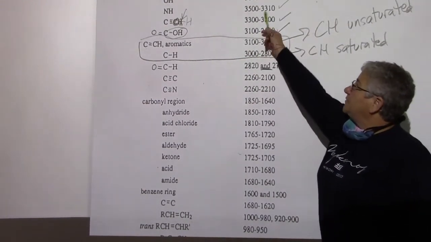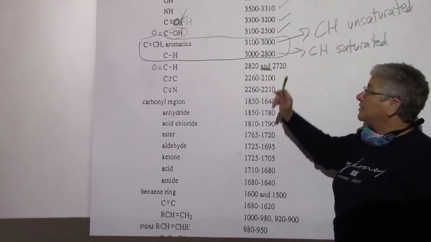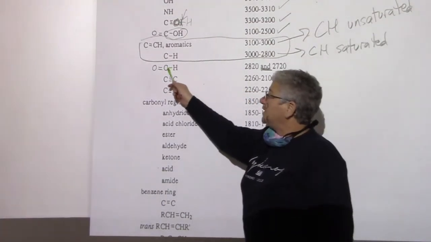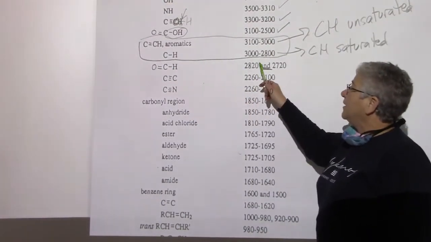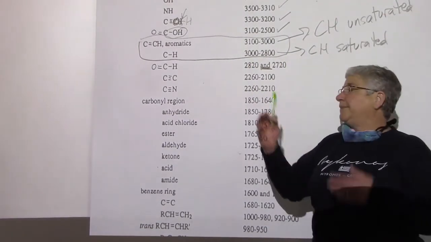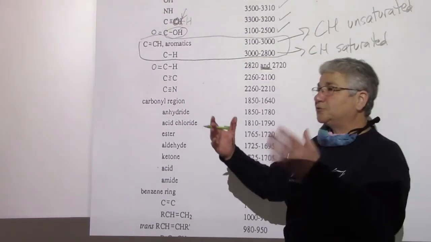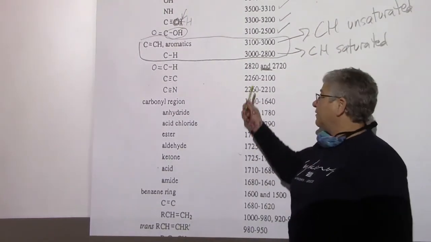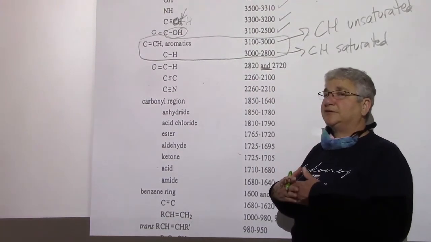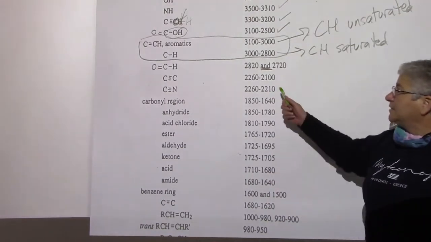Then in an aldehyde, notice that this is an and, not a range. These other ones are ranges. This is an and, meaning that if you have an aldehyde, this carbon-hydrogen bond will show up as a peak at 2820 and 2720. And again, it might be 2722, 2821, right? But it's two separate peaks. It's not a region. It is two separate peaks. Again, we'll have an example of that.